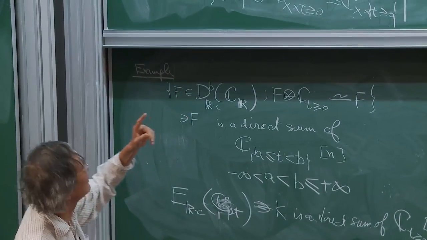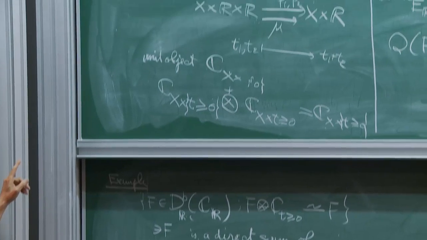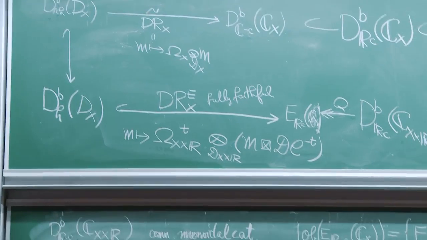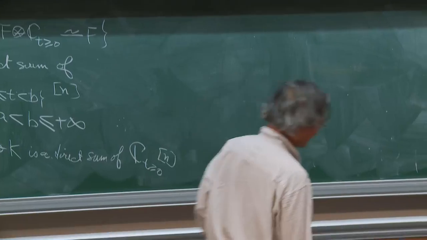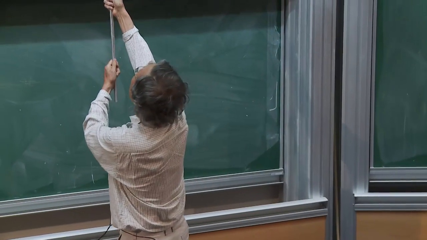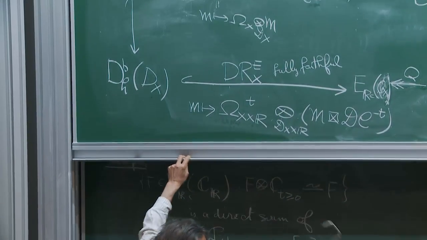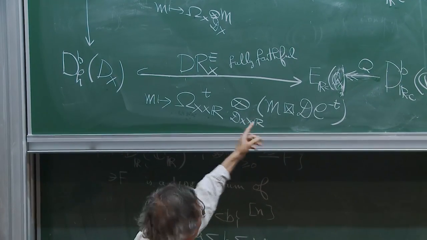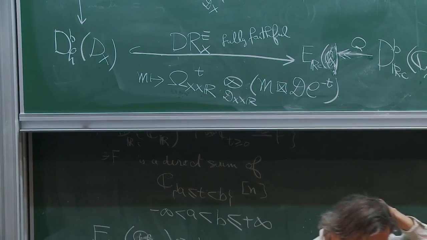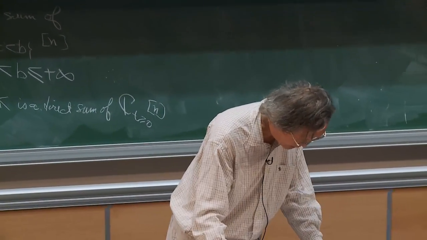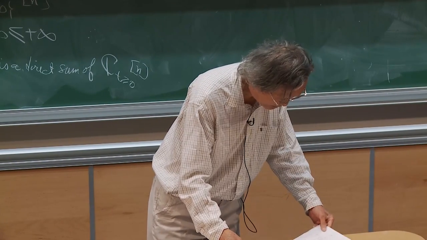And so the problem is, you have the fully faithful functor, the Laplace functor, from here to here. So the problem is what is the image of this one? And one answer is given, in fact, by Takuro, and I think I'll explain it.